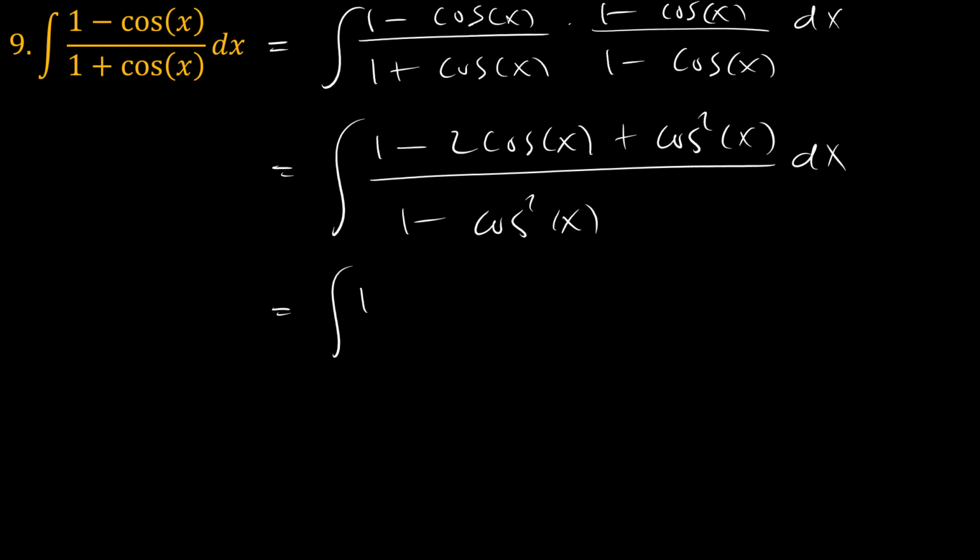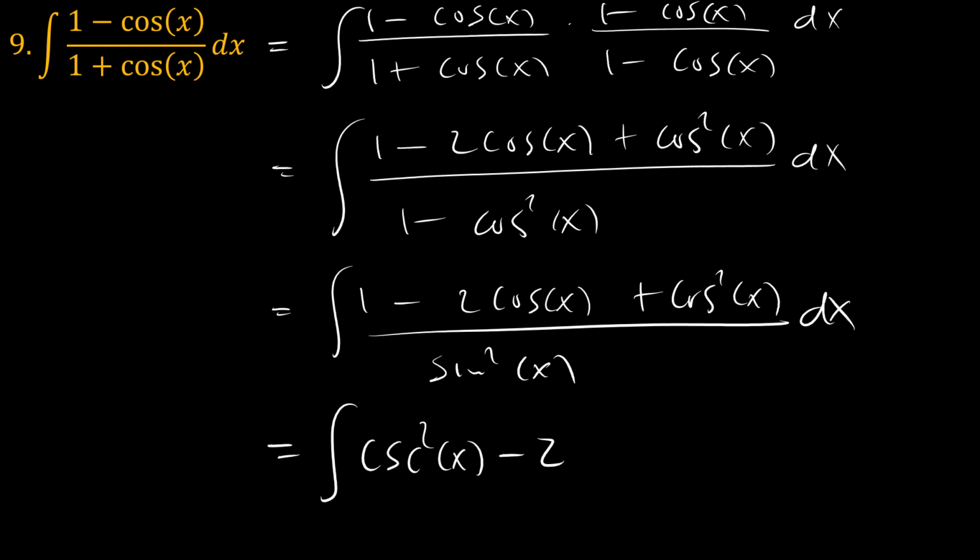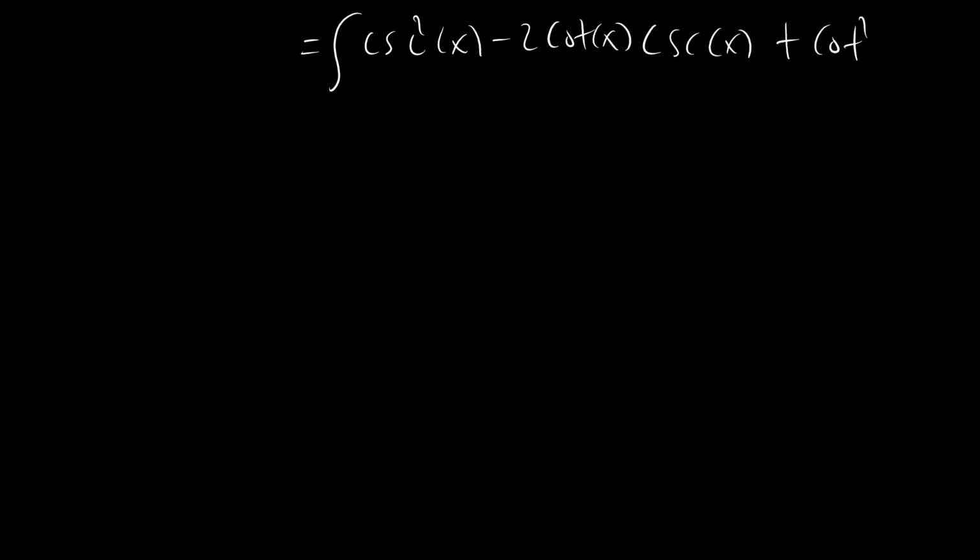So this is the same as 1 minus 2 cosine of x plus cosine squared of x over sine squared of x. And so a couple of things, we can re-express this as cosec squared x minus 2 cotangent of x cosec of x plus cotangent squared of x. And we can even go ahead to say that, so if we have cosec squared of x minus twice cotangent of x times cosec of x plus cotangent squared of x.